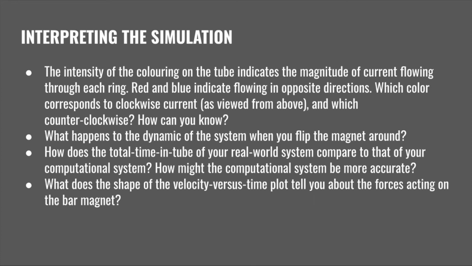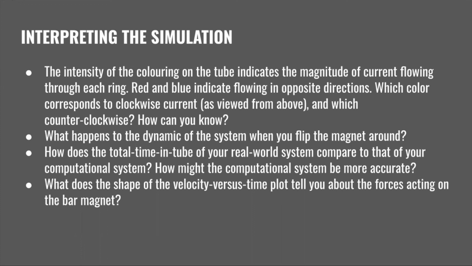Then what happens to the dynamic of the system when you flip the magnet around? Well, essentially the current will just change direction, completely opposite to this model. And how does the total time in tube of the real world system compare to that of the computational system, and how can we improve it? Well, the computational system was fairly accurate. As we've mentioned, it is 1.155 seconds, which is fairly close to the in real life situation. So I think I did a good job with that.